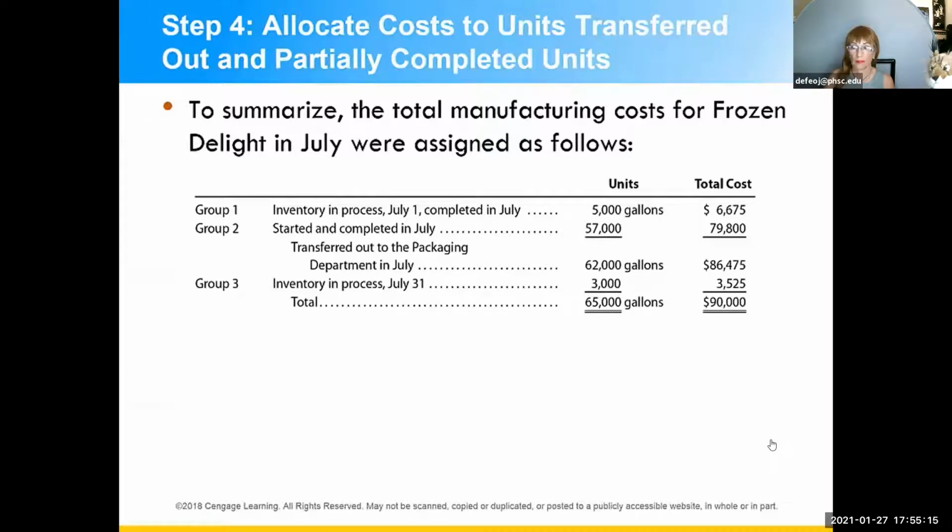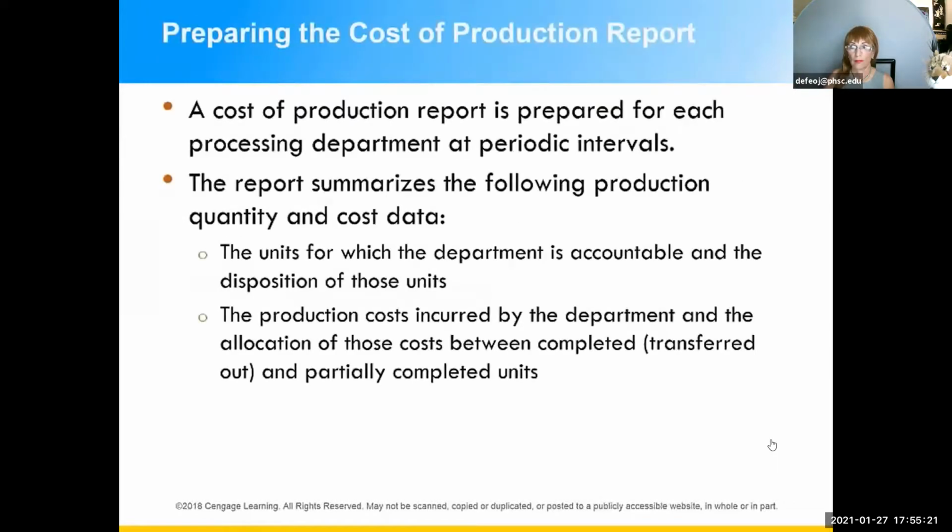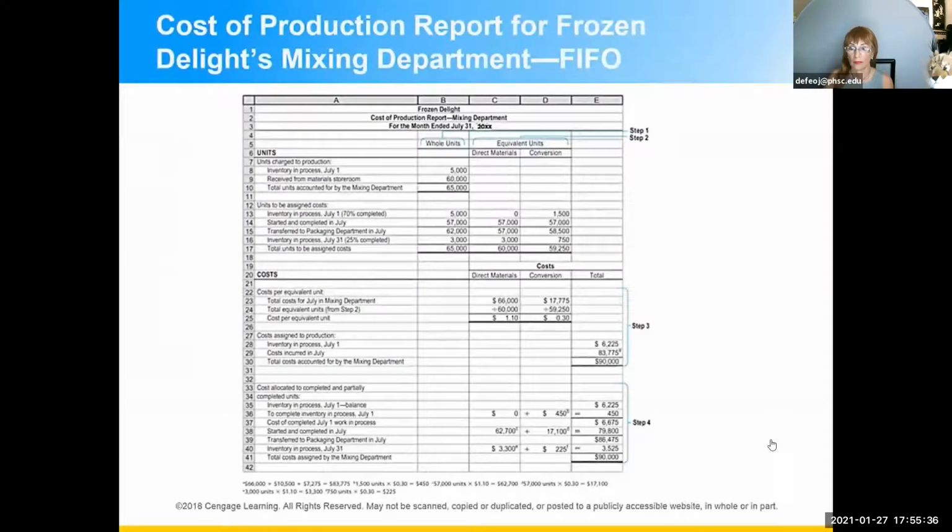This information will be reflected in the final section of the cost of production report. The cost of production report is prepared for each processing department at the end of each accounting period. It summarizes the manufacturing activities, the physical units processed, and the costs allocated to those units. Here is the cost of production report for the mixing department for the month of July.